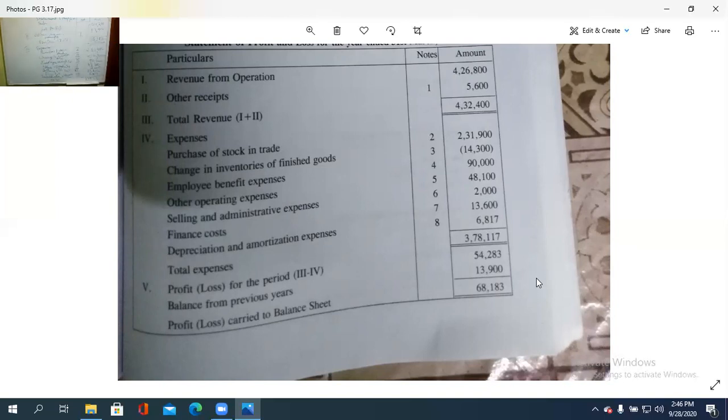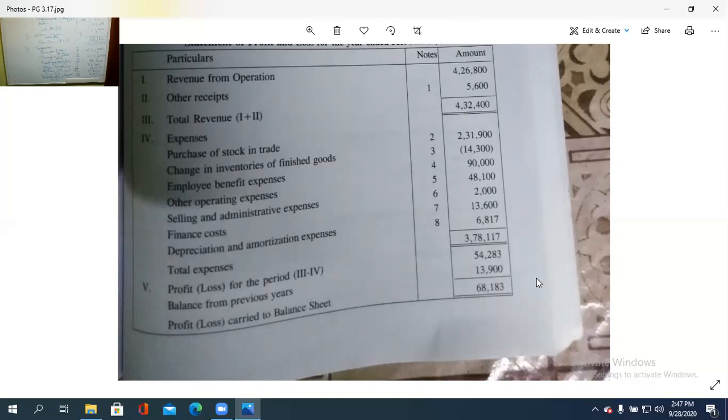About the format: firstly income, then additional income. After adding these two, that is the third item, we get total revenue. Then expenses, take the total of the expenses. After taking the total of the expenses, take the difference between total revenue and total expenses. We are getting the profit or loss.